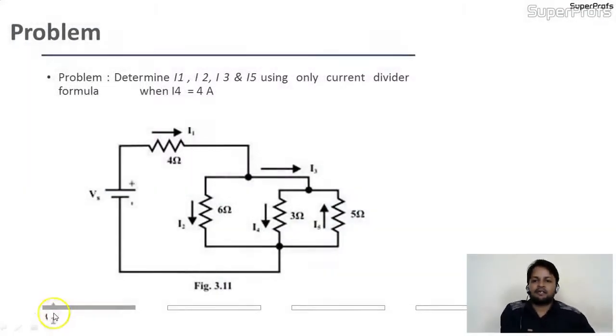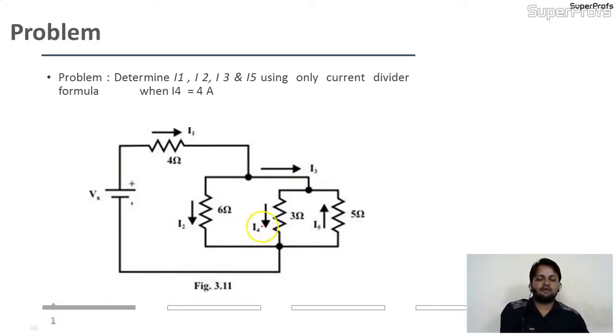So here, the first numerical of the day is the problem. The problem is to determine I1, I2, I3 and I5. This I1, I2, I3, I4 and I5 are given. I4 is given as 4 ampere and they are asking to find out all currents in the circuit. So here we are starting with the problem.